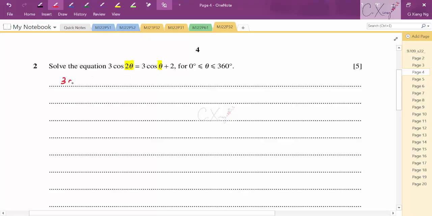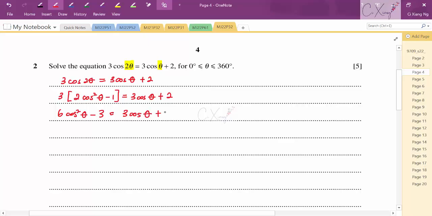So we have 3 cos 2 theta equals 3 cos theta plus 2. Like I mentioned just now, I'm going to apply the double angle formula. So I have 3 times (2 cos squared theta minus 1) equals 3 cos theta plus 2. Okay, so multiplying the value, I have 6 cos squared theta minus 3 equals 3 cos theta plus 2.